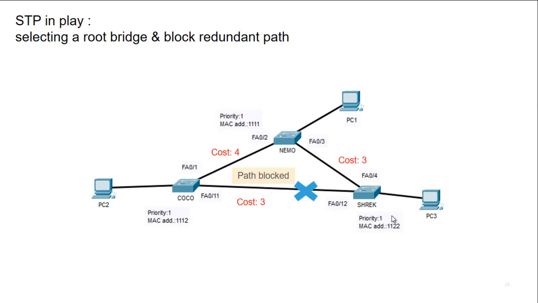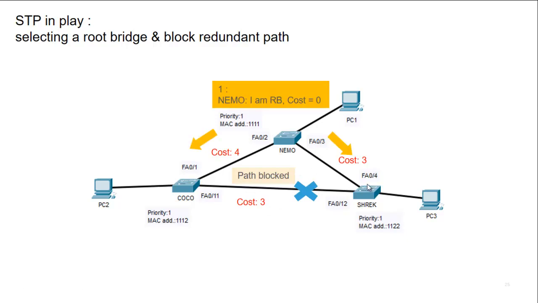Now, when a root bridge is going to be selected, it goes by the bridge ID. And the bridge ID is set by the priority and the MAC address. The lower the priority, the higher the chances to become the root bridge. The lower the MAC address, the higher the chances to become the root bridge. So let's say between here we have a cost. This is 4, between Coco and Shrek is 3, and between Nemo and Shrek is also 3.